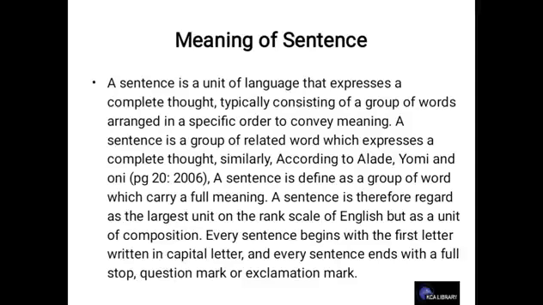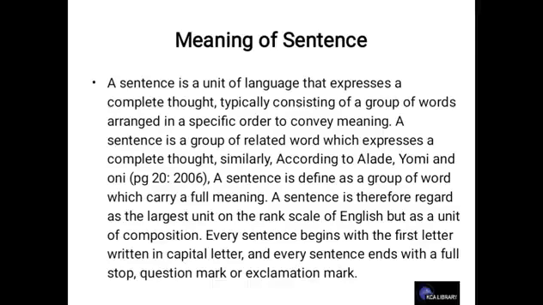A sentence is defined as a unit of language that expresses a complete thought, typically consisting of a group of words arranged in a specific order to convey meaning. Another definition is that a sentence is a group of related words which expresses a complete thought. According to Alade, Yomi, and Onin, page 20, 2006, they define sentence as a group of words which carry a full meaning. Therefore, a sentence is regarded as the largest unit on the grammatical rank scale of English, but as a unit of composition.